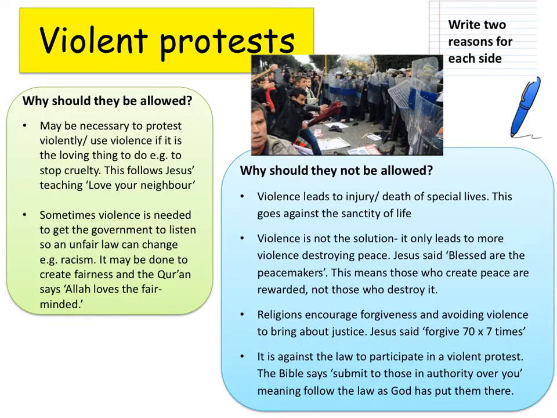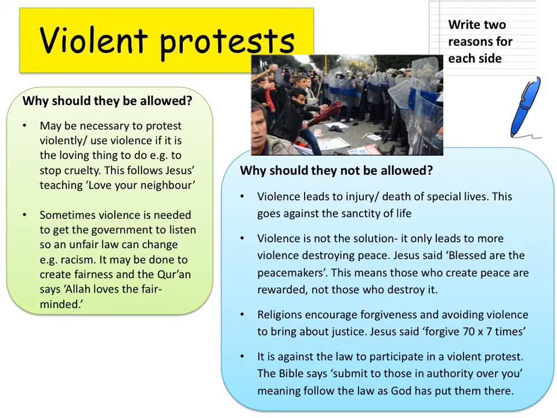Some people think it may be necessary to protest violently or use violence if it's a loving thing to do. For example, if you're stopping cruelty. This follows Jesus' teaching of love your neighbour. And many people believe that the only way to go against tyrannical dictators and people along those lines is to be violent towards them. It's the only thing that they understand. Violence in these cases could be seen as the most loving thing to do.